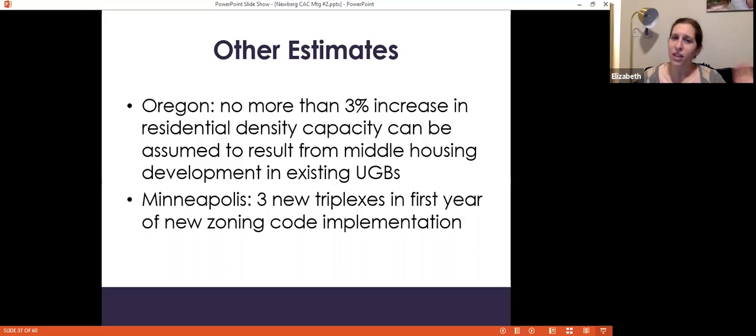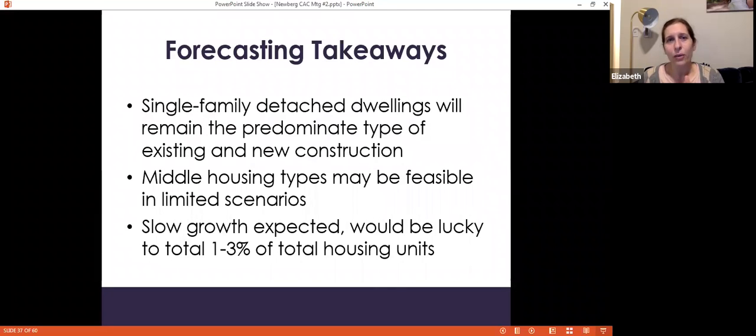Minneapolis is also there. They just passed some reforms, if you've been following, that allow triplexes on every lot with single family detached. And they've seen a whopping total of 3 new permits in the first year of zoning code implementation. So we really are just, next slide, if you would, please. We really are just at the beginning of this.